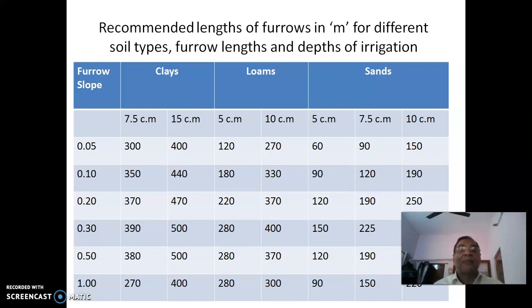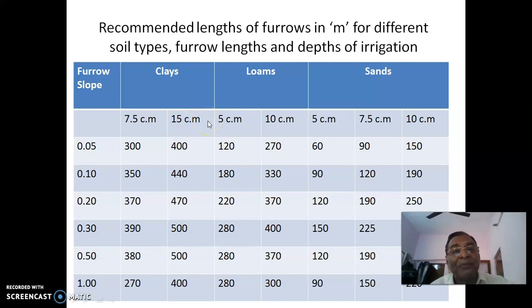Then these are the recommended lengths of furrows in meters. These are the recommended lengths of furrows for different soil types. These are the soil types across, and then for different soil types, furrow lengths, furrow slope, furrow lengths and the depths of irrigation. So that means for a given soil type, for a given slope, and for a depth of irrigation.